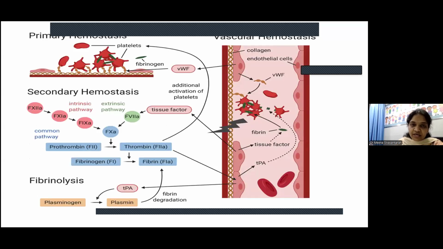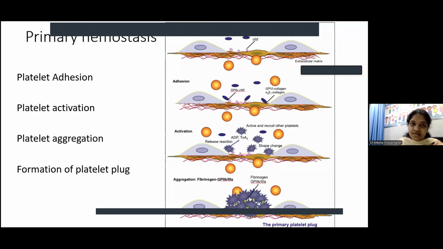Before going into the bleeding disorders, let us look at how hemostasis occurs in our body. There are three steps: primary hemostasis, secondary hemostasis, and then tertiary hemostasis. What is primary hemostasis? Whenever there is an injury, platelets come and act at that place. The first step is platelet adhesion, followed by platelet aggregation and formation of the platelet plug, which is the initial plug formation.